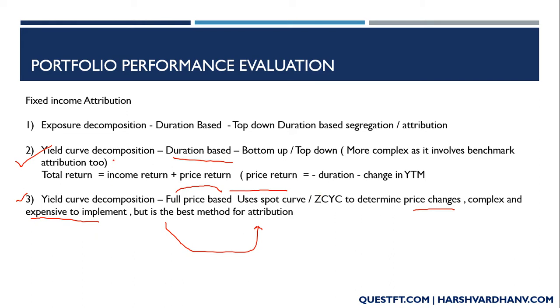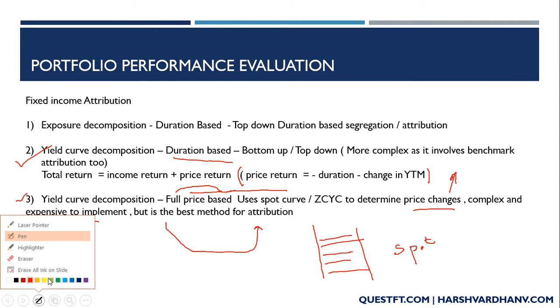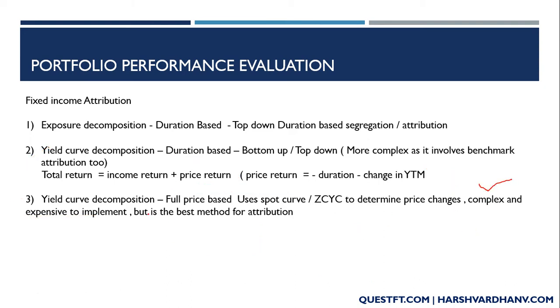So over here, what they are saying is the duration based method is obviously an approximation, because this will give you an approximation. But if you want to do a full price based analysis, what you need to do is take the ZCYC, which is the zero coupon yield curve, or the par curve, or the spot curve, and discount that spot curve as per your holdings to current market price, to current present value, and determine the price changes using the discount factor. But obviously, since this is time consuming, using all the yield curve and spot curves and all these things, it is expensive to implement, but it is the best method.